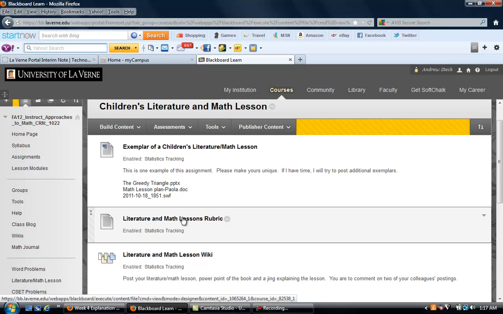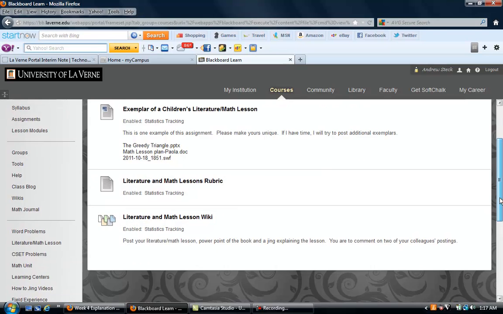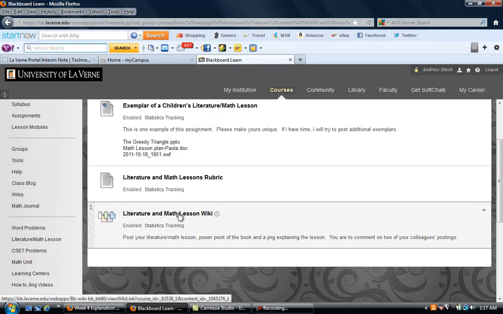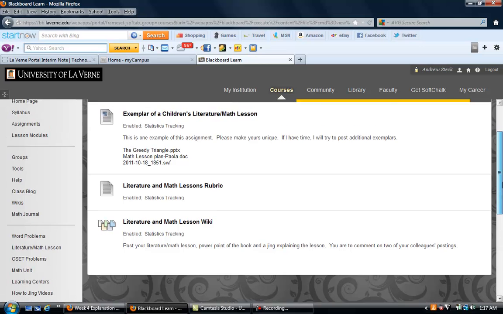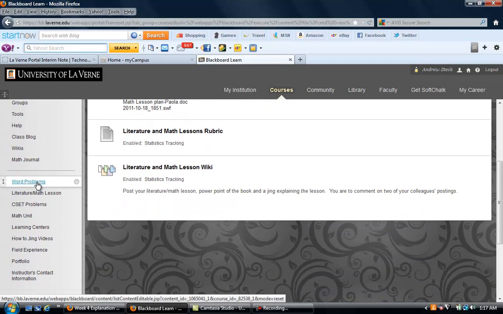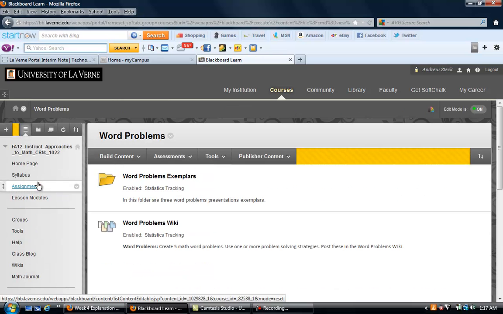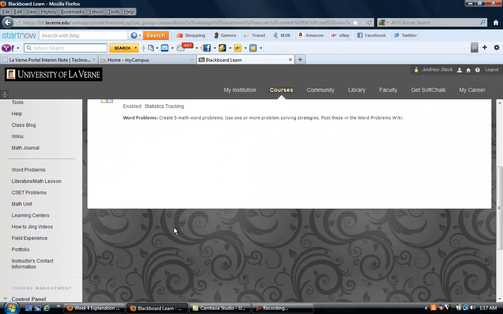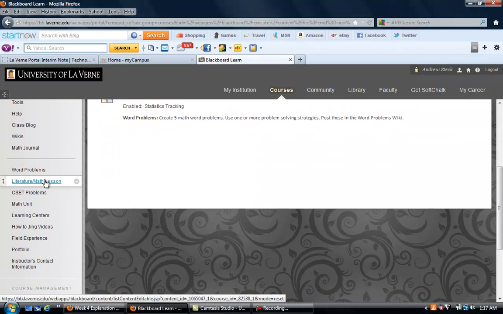Here is your rubric, and I would highly suggest you look at the rubric to make sure you have all the criteria. And again, here is the Literature Math Lesson Wiki link that will take you to that. Now if you get lost, if you look over here, here's the exact same page for word problems. Here are the exemplars, here's the wiki, and the same thing for the literature math lesson.